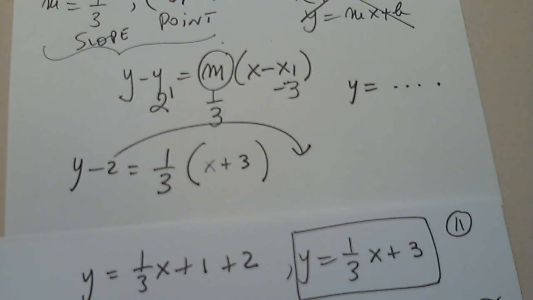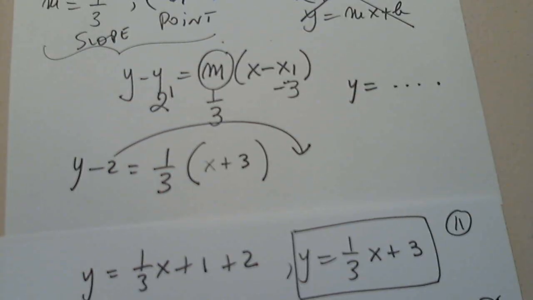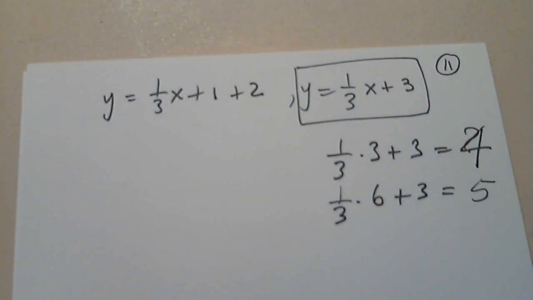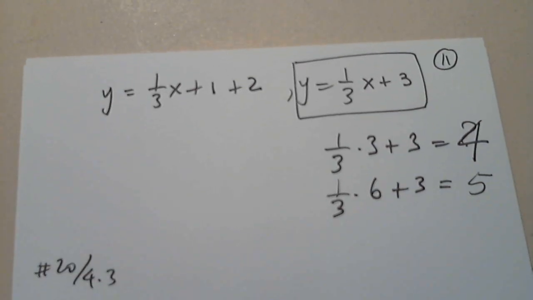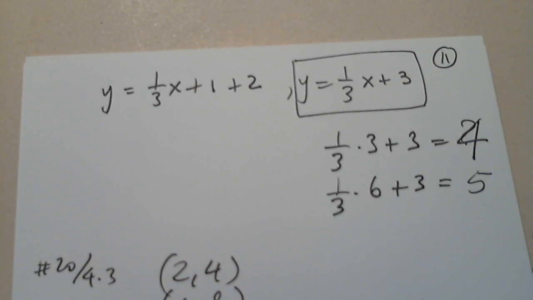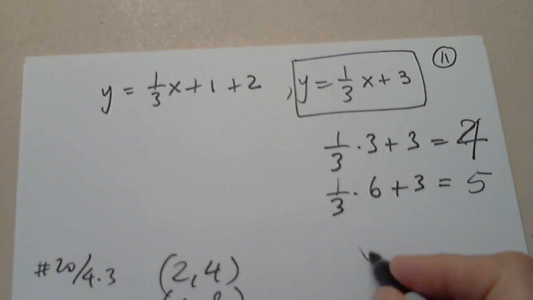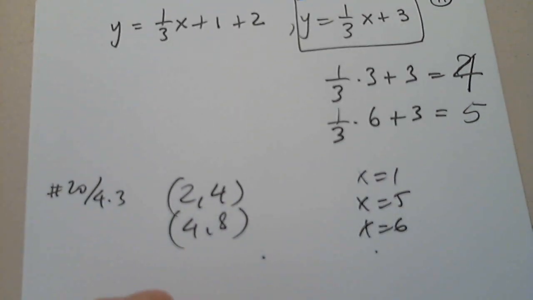Okay, 20. A line contains the points 2, 4 and 4, 8. Find 3 more points that lie on the same line. Okay, fine. So this is problem 20 in 4.3. With x equals 1, x equals 5, x equals 6. Perfect. Let's find the slope.